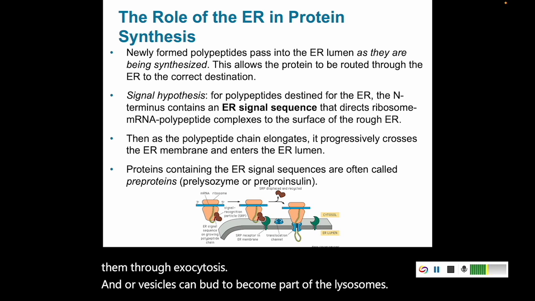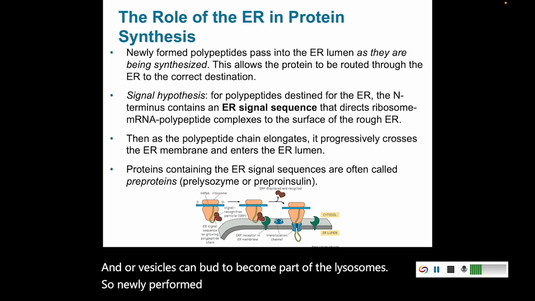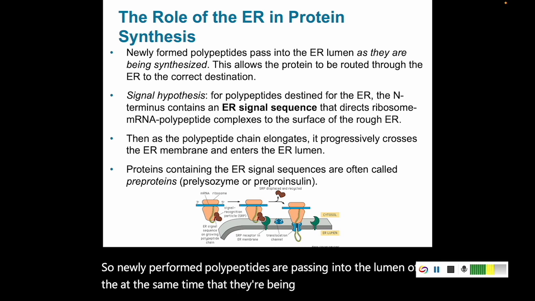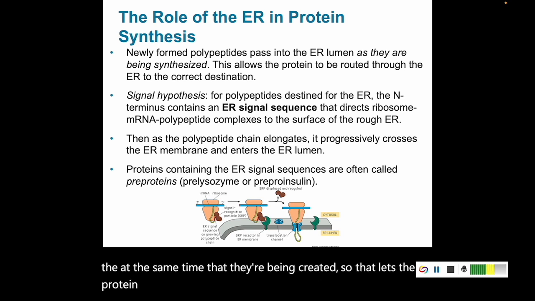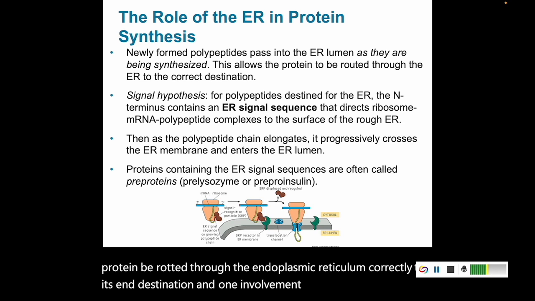So newly formed polypeptides are passing into the lumen of the ER at the same time that they're being created. That lets the protein be routed through the endoplasmic reticulum correctly to its end destination. And one involvement in this is the signal hypothesis.